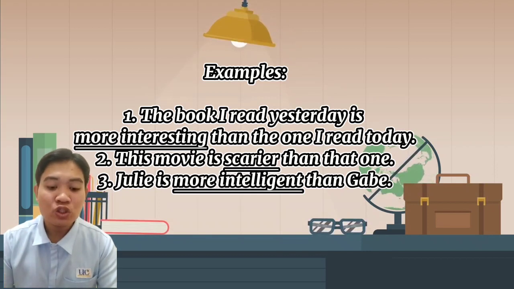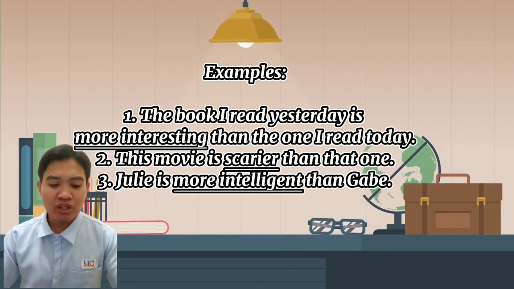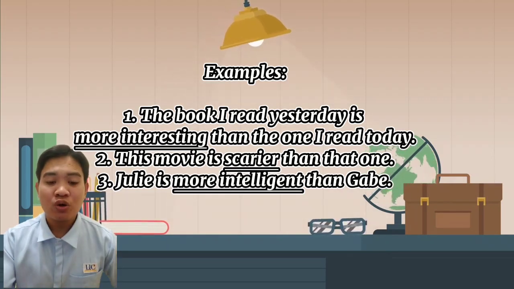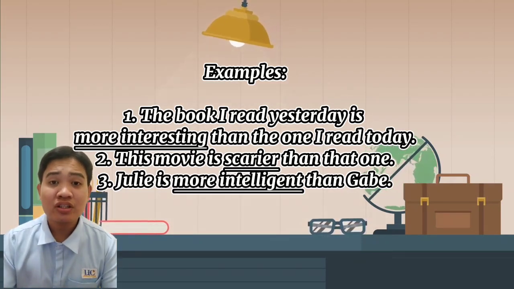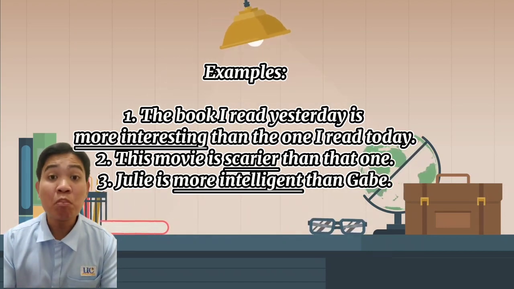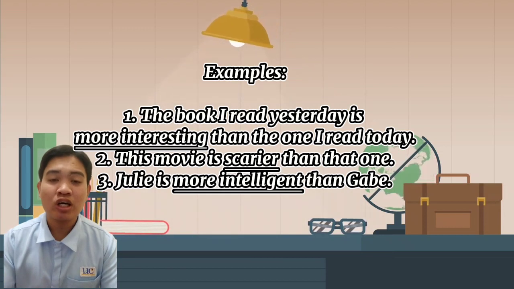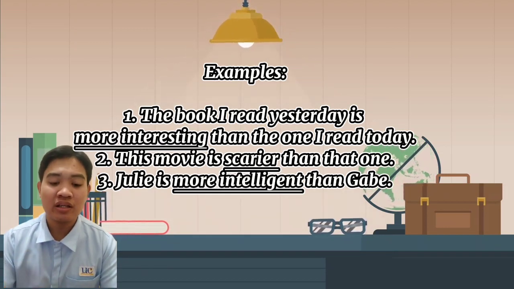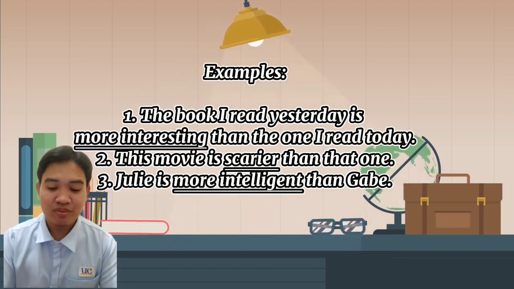And the last one, Julie is more intelligent than Gabe. So our subjects here are Julie and Gabe. And since we are comparing Julie and Gabe, therefore we are using an adjective in comparative form. That's why we add the word more to indicate that one subject is better than the other subject.